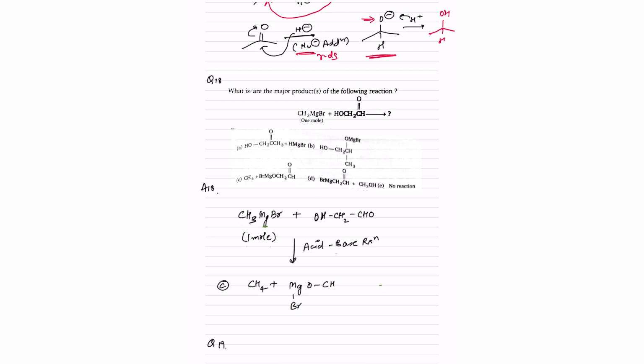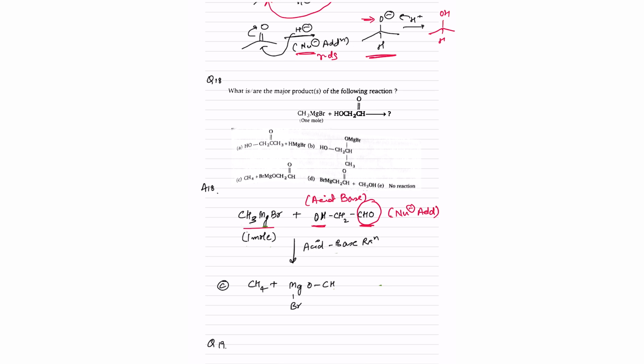Now come to question number 18. In question number 18, we have: what are the major products of the following reaction. The reaction has been given where we have 1 mole of Grignard reagent, and a molecule with an alcohol and CHO both together. When I talk about CHO, nucleophilic addition can happen using Grignard. Here, acid base is also possible. Only 1 mole of Grignard is given.